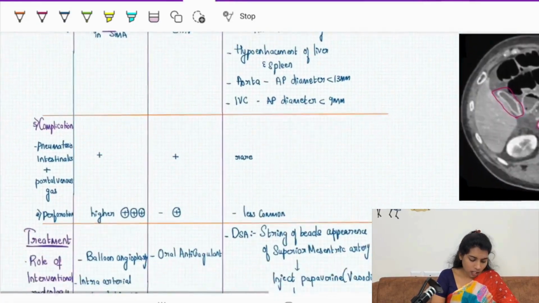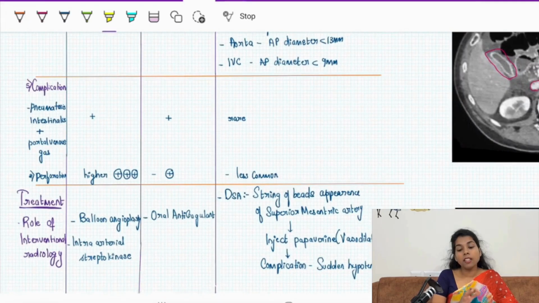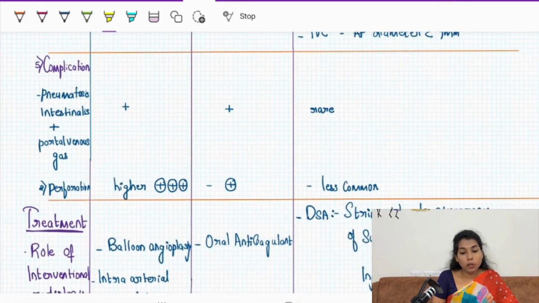Now, what are the complications, right? We already looked at the pathogenesis that if it is an arterial, it will go into necrosis, perforation. So the risk of perforation is highest with an arterial thrombus or an emboli. Coming to the most important complication, that is pneumatosis intestinalis with a portal venous gas. First, we'll look at an example and then we'll look at the differences among the three sections.